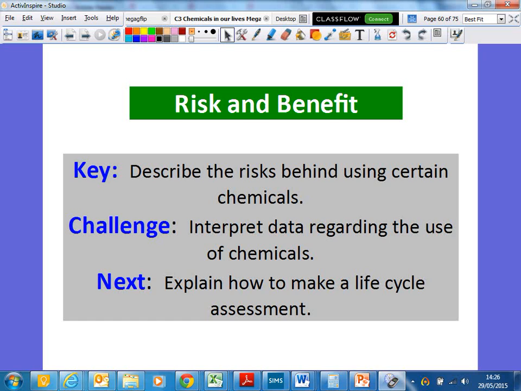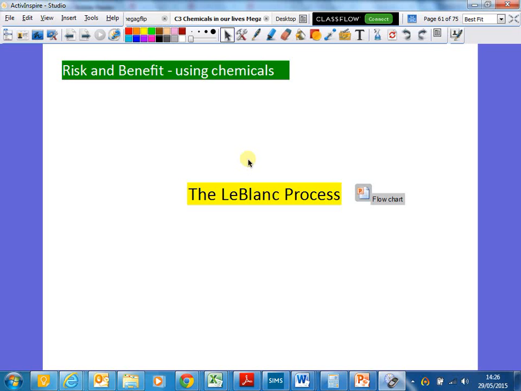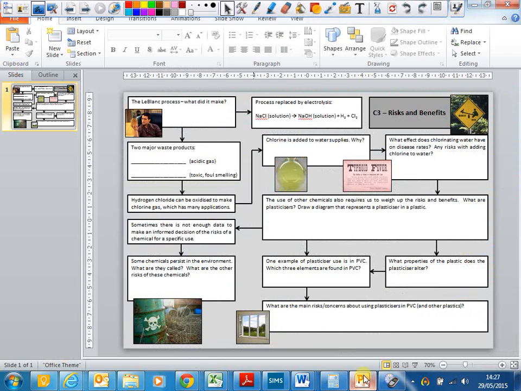Okay, so we're going to look at the risks and benefits of using certain chemicals, and we're going to look at using that to obtain information from some data. One of the ways that we're going to do it is we're going to look at the LeBlanc process and look at the risks and the benefits to do with that.